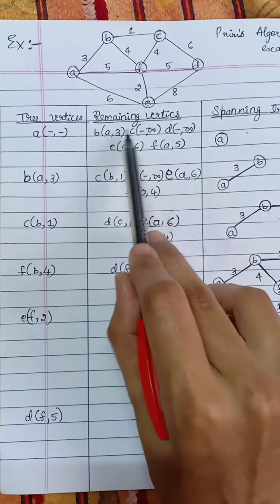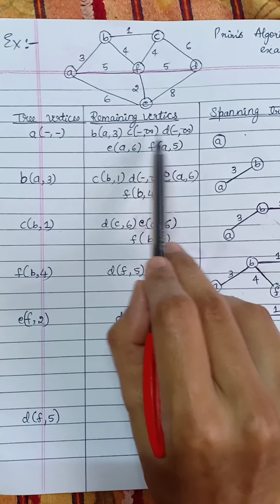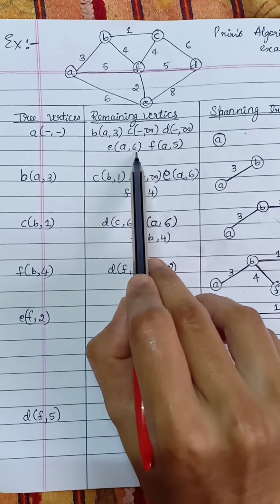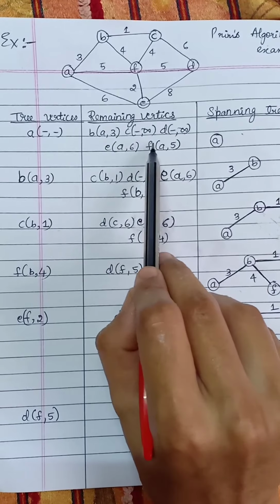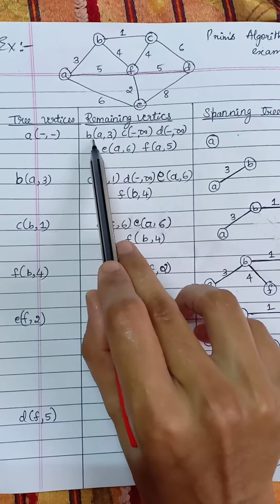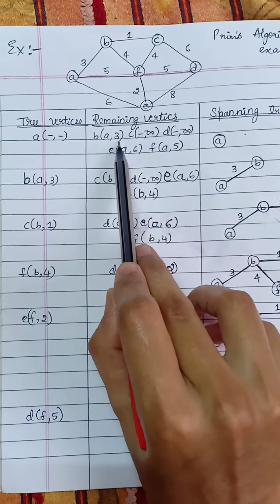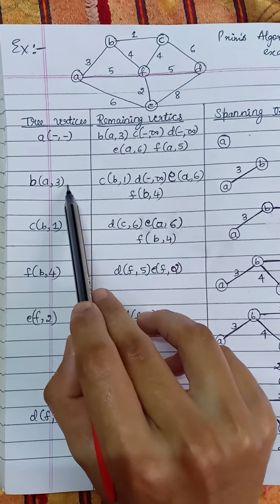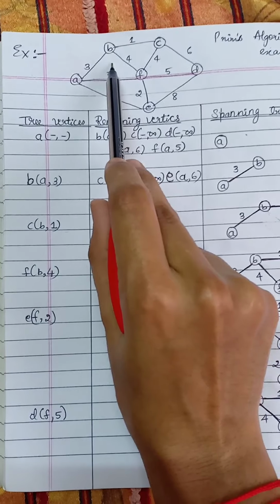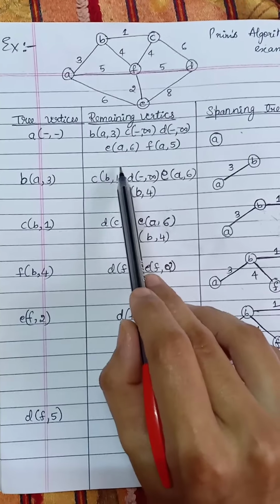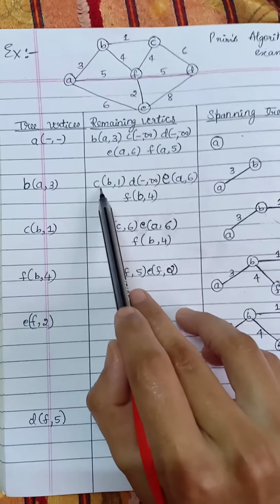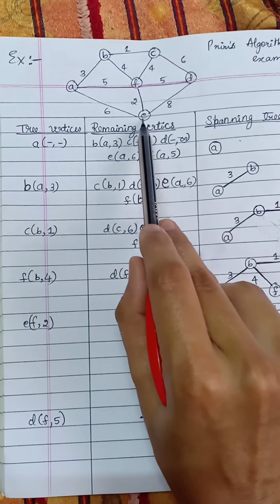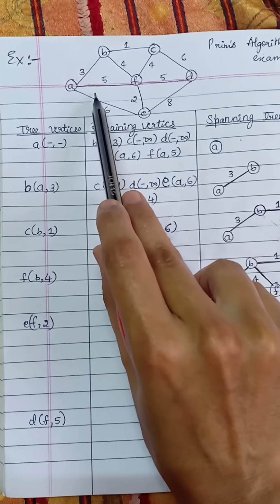Then in the second step, from all these remaining vertices, which is the minimum? You can see B of A, 3, E of A, 6 and F of A, 5. From all of these, B of A, 3 is the minimum, so you consider that vertex. Now, which are the remaining vertices? That will be C, F, D and E. You should not consider A because A is already taken.